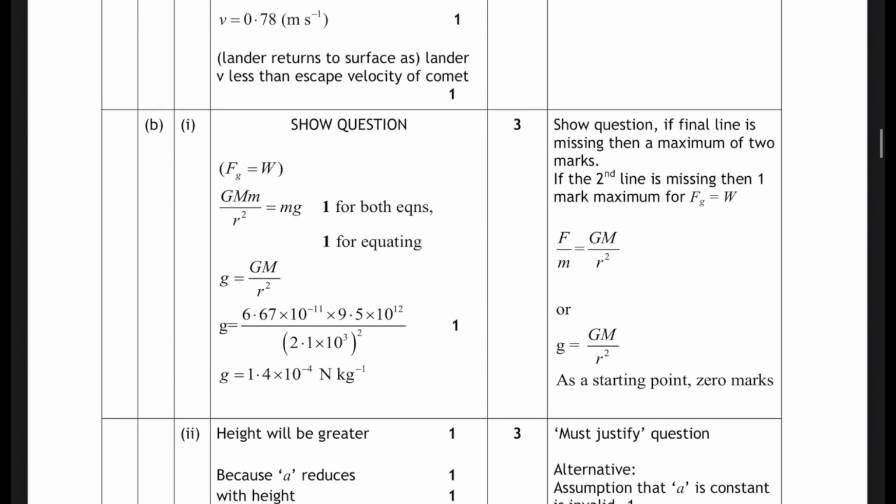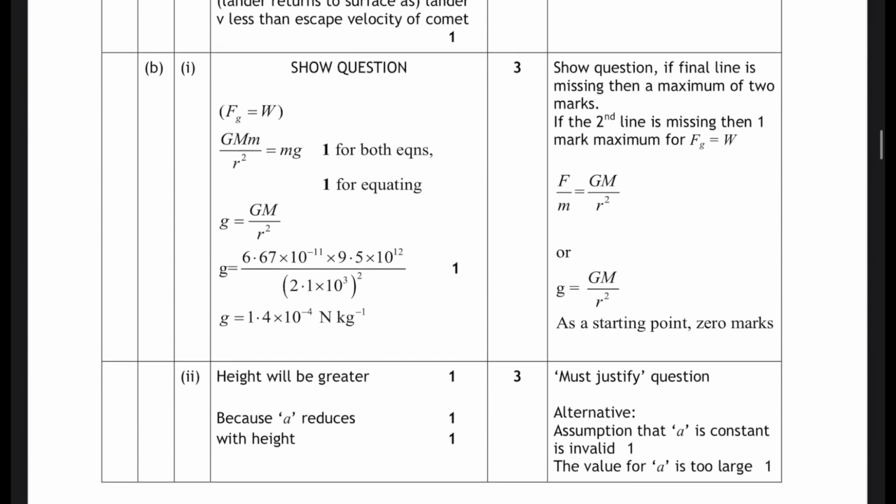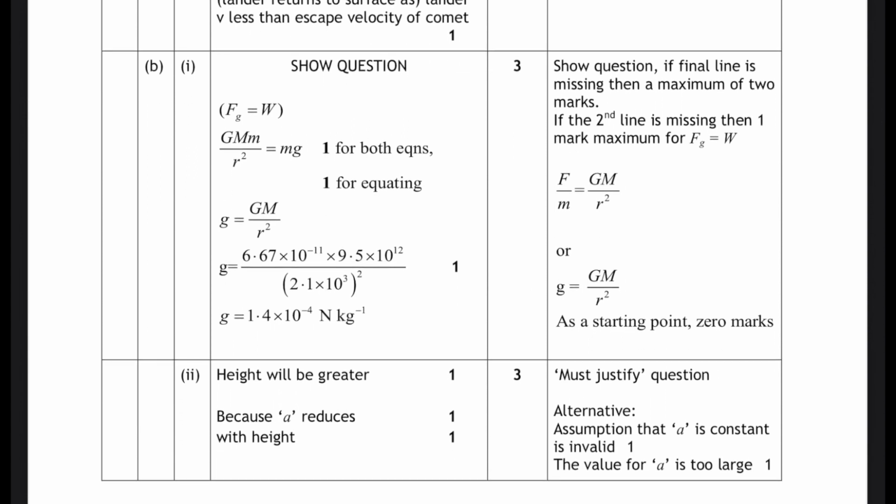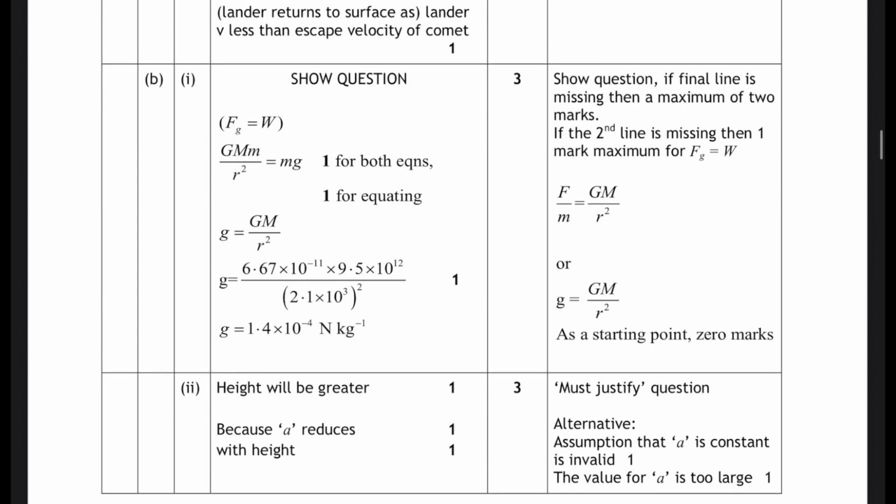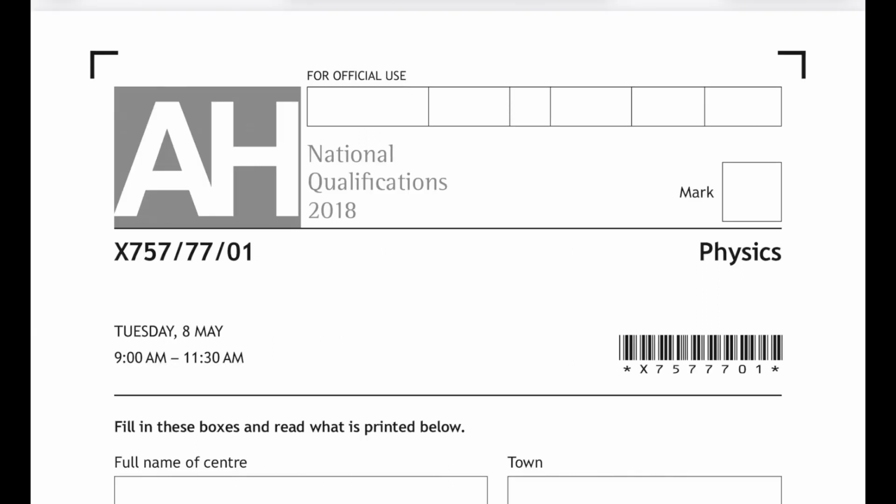Let's have a look at the marking instructions. It's 3 marks, so 1 mark for saying the height will be greater because a is decreasing with height. That's pretty tricky. Anyway, let's have a look at another year, another paper, another question.